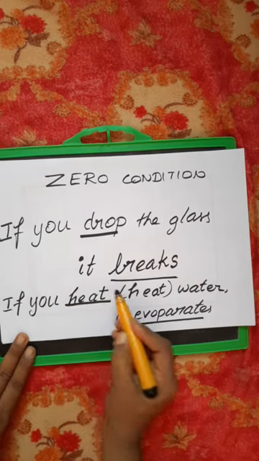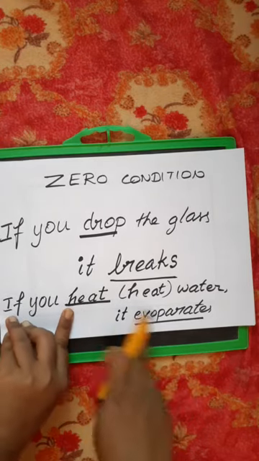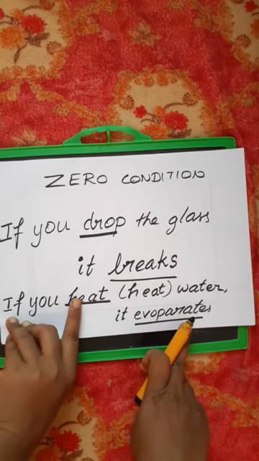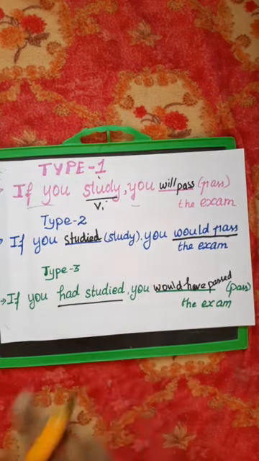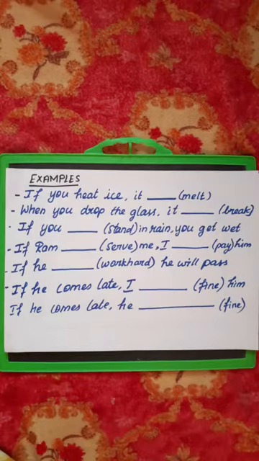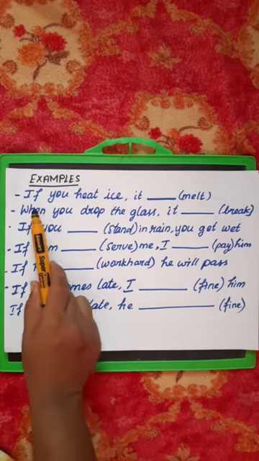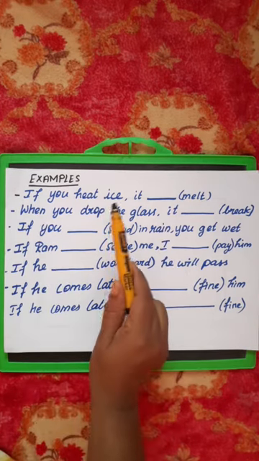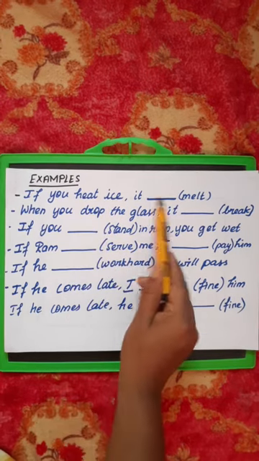Okay, so the zero condition is the first one, where the verb is simple present in both the if clause and the main clause, and then type 1, type 2, type 3. Now we are going to work out some examples for all the types. While working out the examples, we have to look at the verb part, either in the if clause or in the main clause, to find out the type.